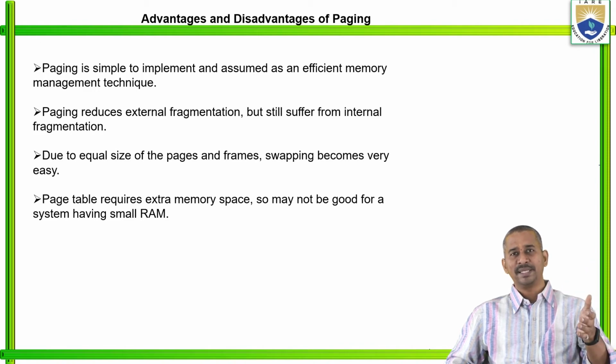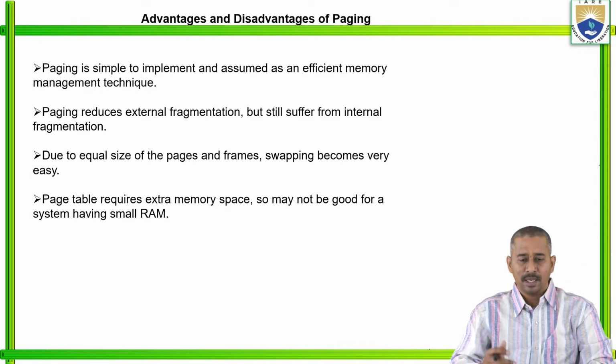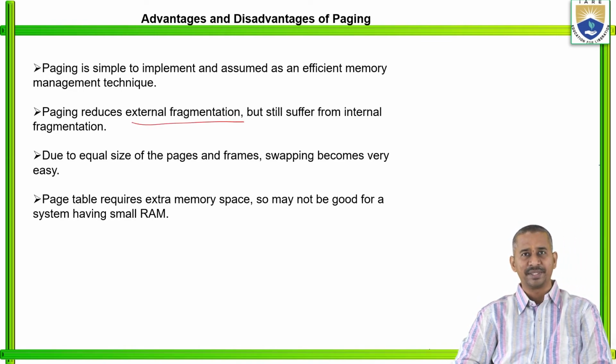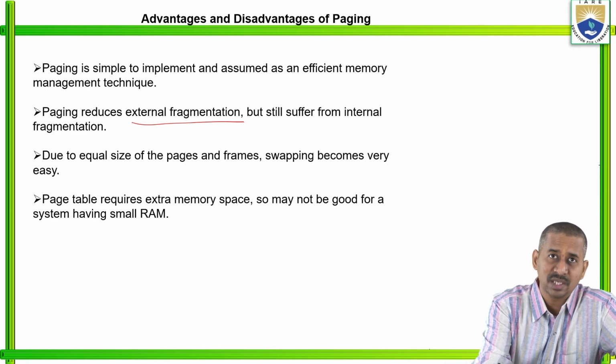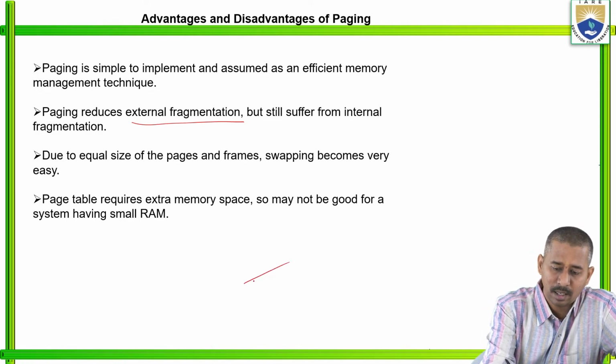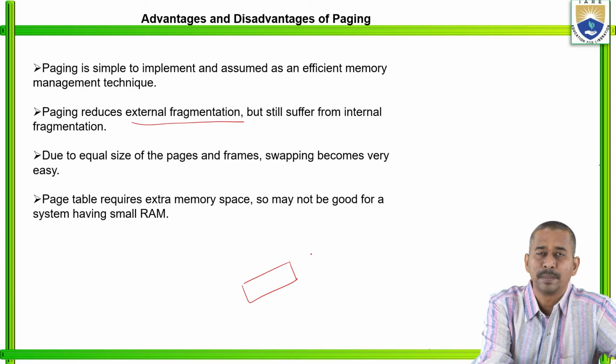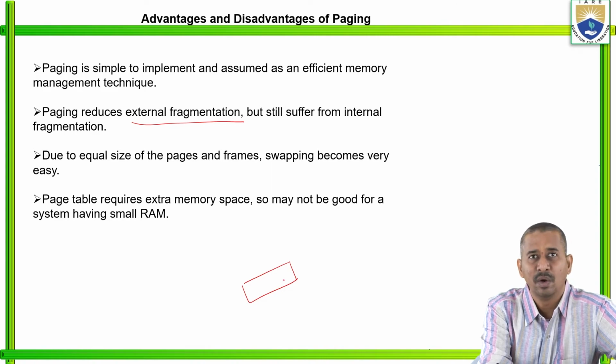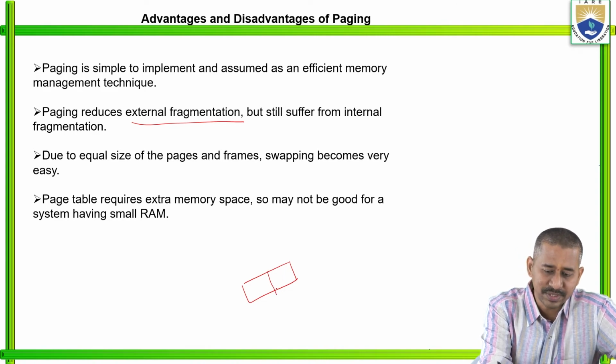This paging mechanism also reduces external fragmentation. We know what is meant by external fragmentation. So what happens in case of paging? The logical memory is divided into fixed size blocks of the same size called pages, whereas the physical memory is divided into fixed size blocks called frames. So these are fixed sized.